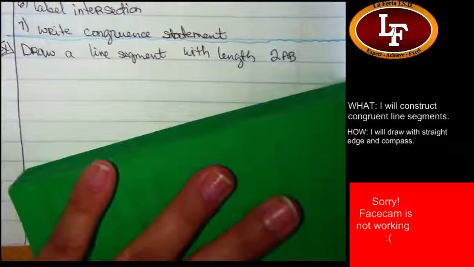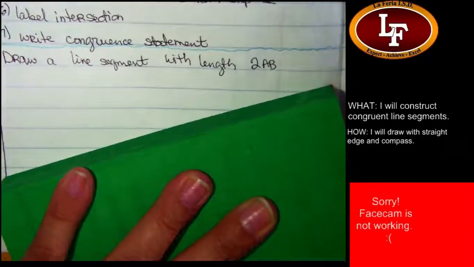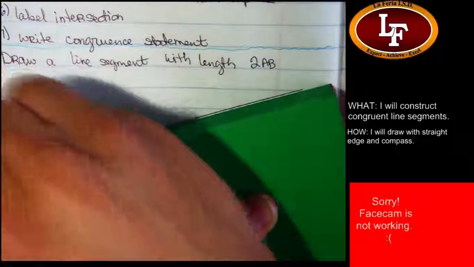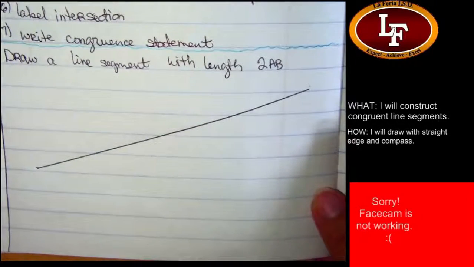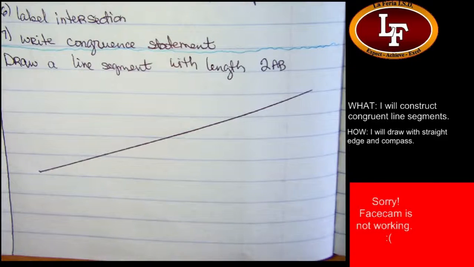My popsicle stick isn't going to cut it, so I'm using my hall passes. Okay? Doesn't matter what you use as a straight edge, as long as it's straight and it has an edge and you can trace it. Straight edge. All right, what's step 2?